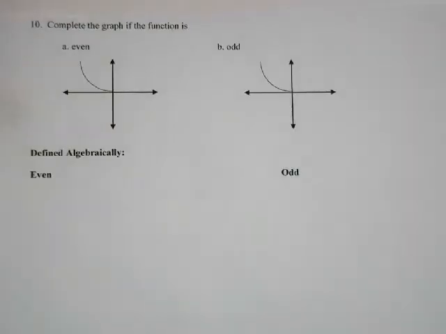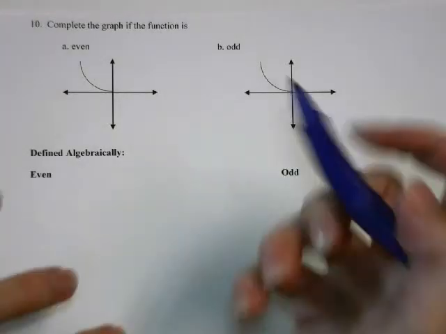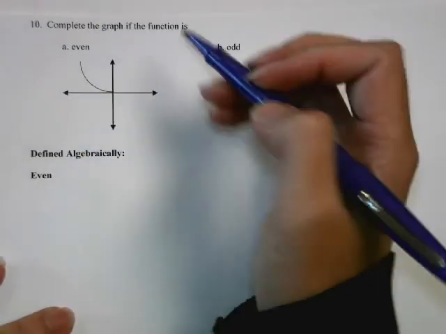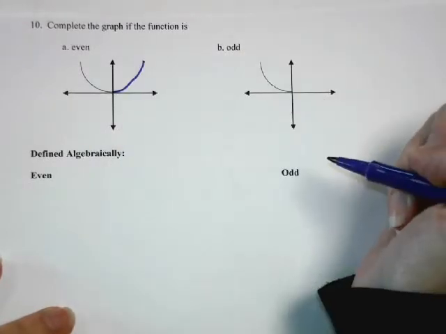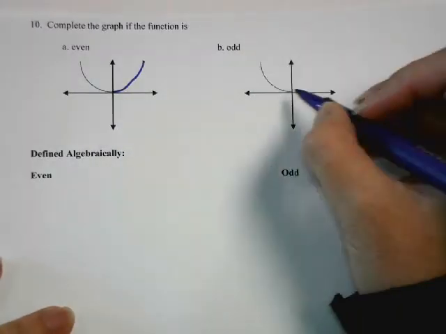So we're going to use the graphic definition to complete the graph. If it's even, that means it's symmetric to the y-axis. So it would look like that. If it's odd, if I flipped it upside down, it's going to look the same. So it's going to look like that.